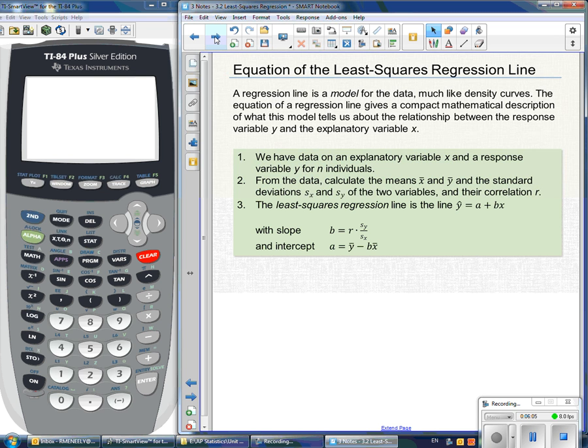The equation of the regression line is basically just going to give us a compact mathematical description of what this model tells us about the relationship between our response variable and our explanatory variable. So given that we have data on x and y for n individuals, we're going to calculate the summary statistics. So we're going to actually calculate the mean and the standard deviation of both variables. And using the techniques that we learned in our last class, we're also going to determine the correlation coefficient r. And then we're going to be able to use all those values to come up with the regression line.